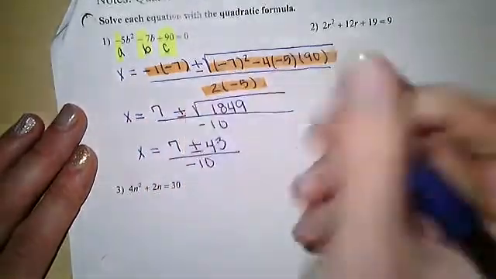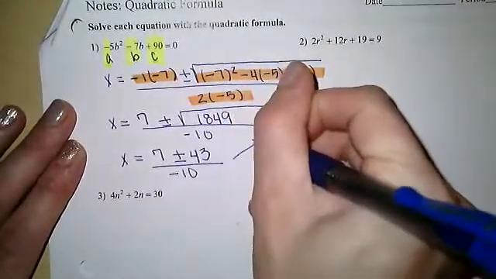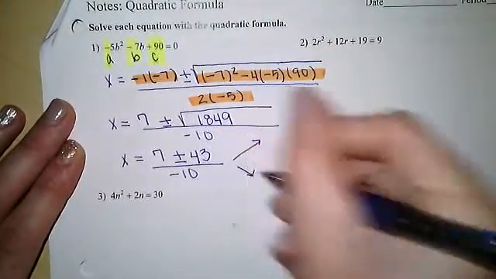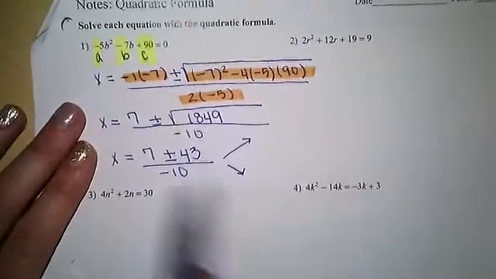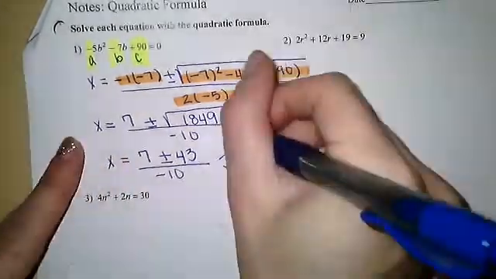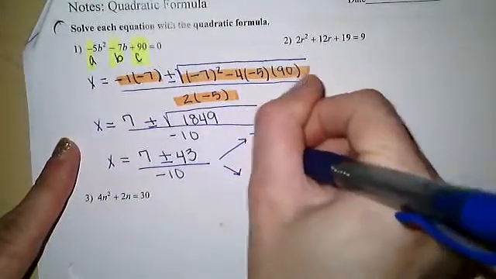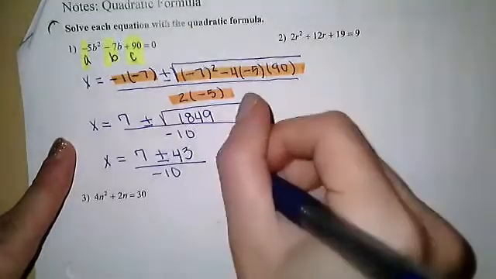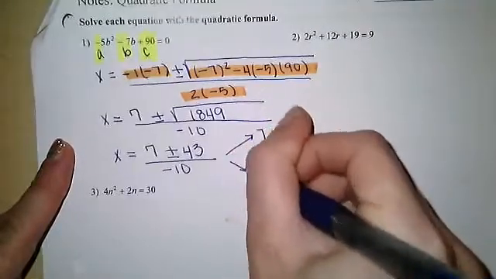We don't need the root anymore because we took the root. And now we're going to find our two final answers. And I like to draw two little arrows for this part. So to find your two final answers, on the top, you'll notice this little plus minus kind of wonky little sign. The top one, you'll do 7 plus 43, and you'll divide by negative 10. The bottom one, you'll do 7 minus 43, divided by negative 10.